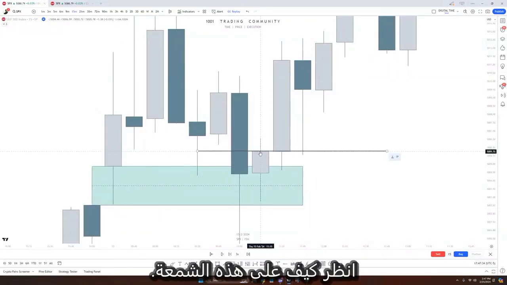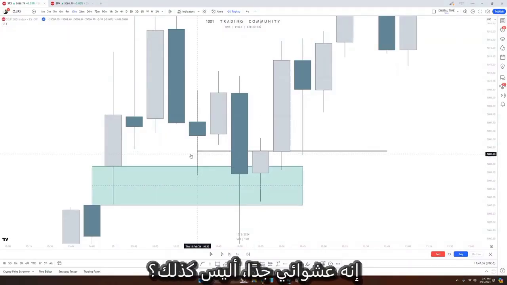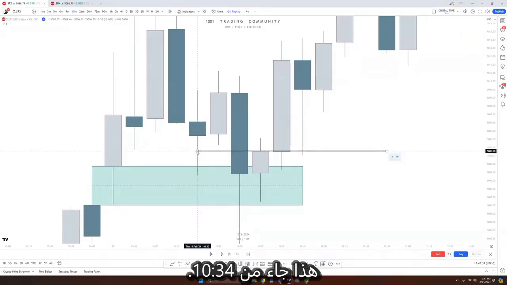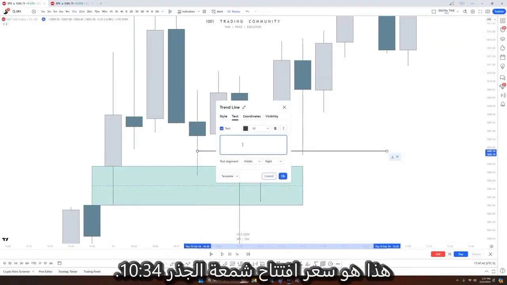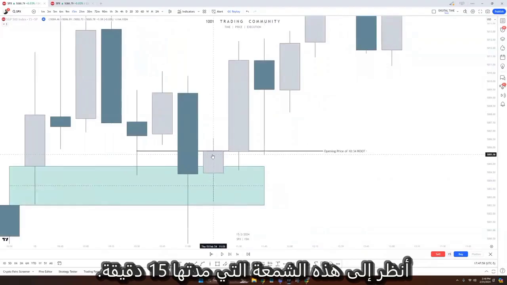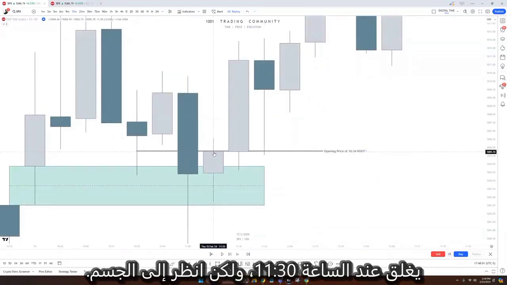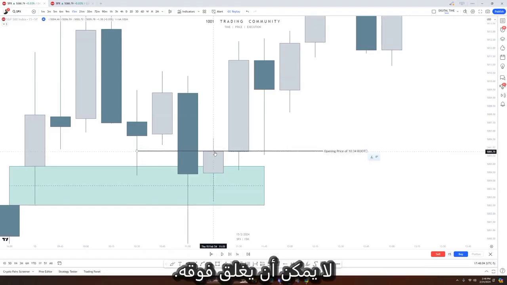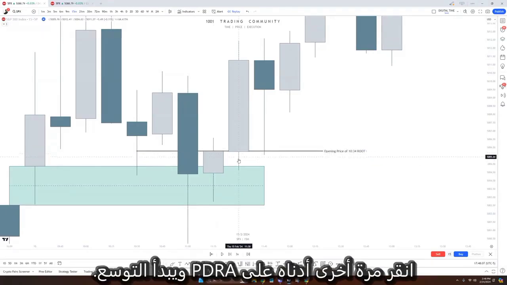So what do you want to see? Look how on this candle, it's very random, right? This wick here, 10:30, this came from 10:34. This is the opening price of 10:34 root candle. Opening price. Look at this 15-minute candle. It closes at 11:30, but look at the body. It cannot close above it. What does the next candle do? Wick back below to that PD array, and an expansion begins.